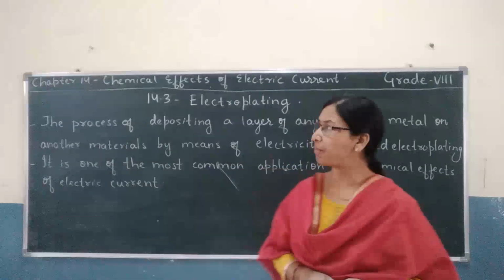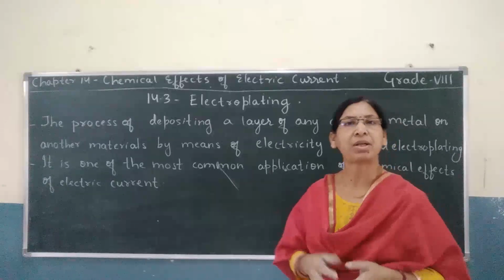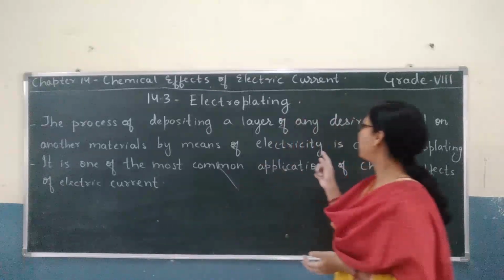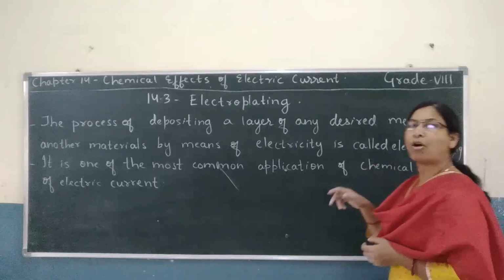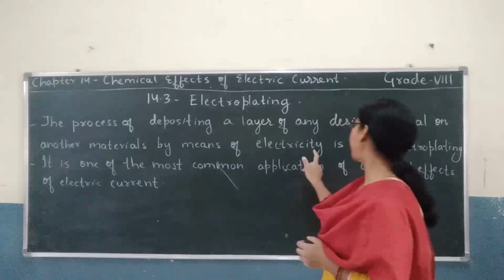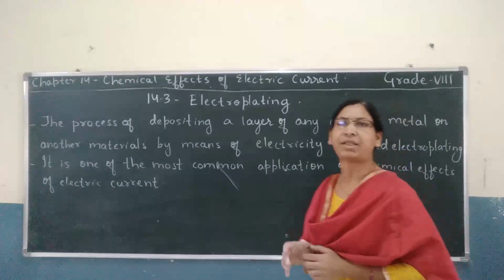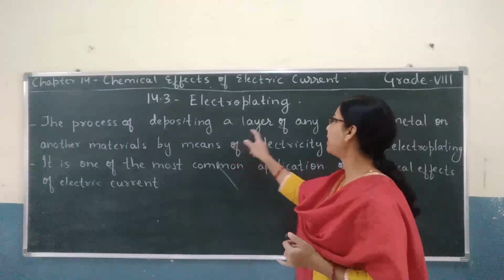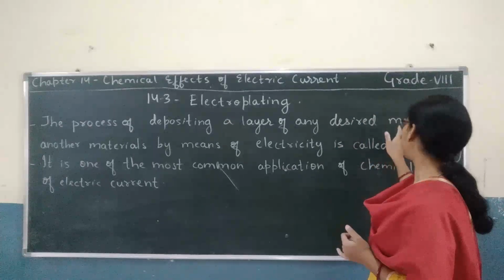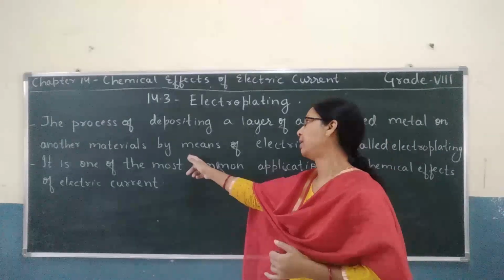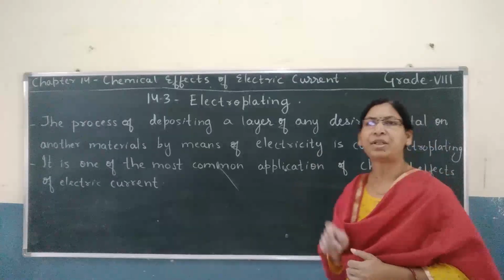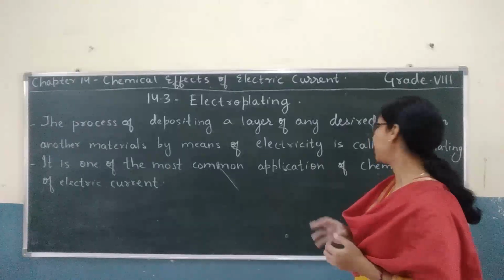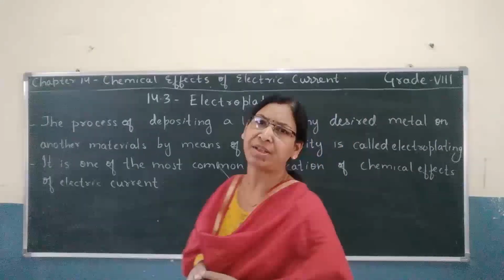Dear children, our next topic is electroplating. So let us try to understand what is meant by electroplating. It is the process of depositing a layer of any desired metal on another material by means of electricity, and it is the most common application of chemical effects of electric current in our everyday life.